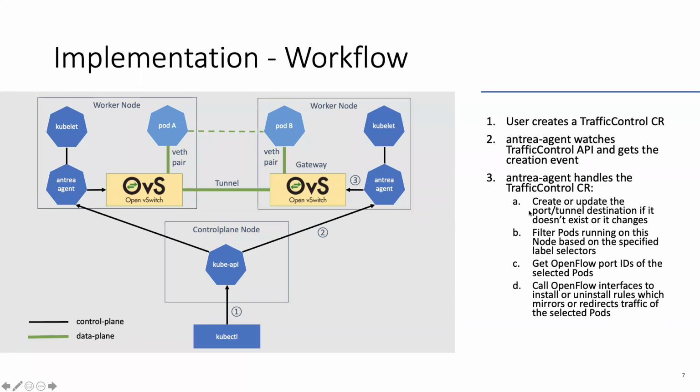It will create or update the port or tunnel destination if it does not exist or if it changes. And it will filter ports running on its own node based on the specified label selectors and get their OpenFlow port IDs. Then it will call OpenFlow interfaces to install or uninstall rules which mirror or redirect traffic of the selected ports.